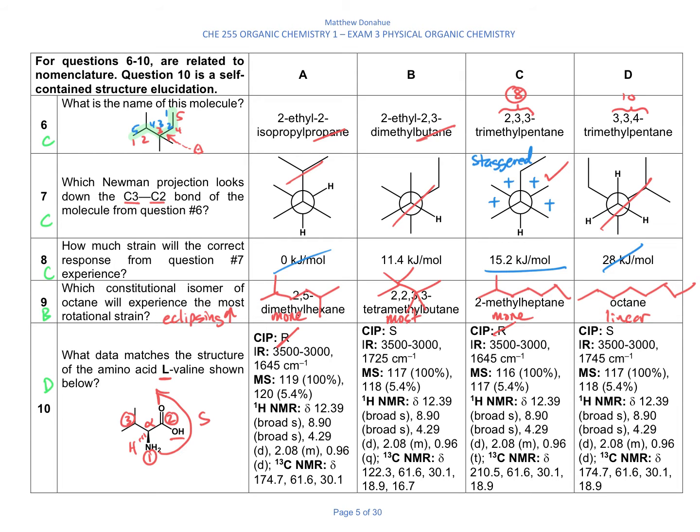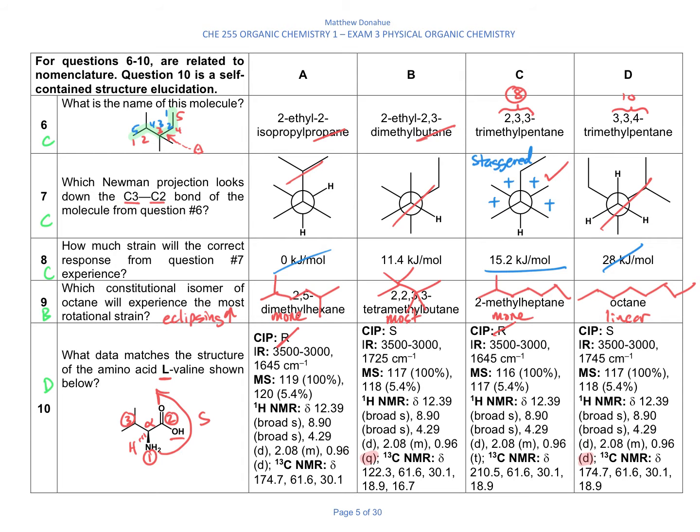Let's look at the proton and carbon data and just compare what's different. 12.39, 12.39, 8.9, 8.9, 4.29, 4.29, 2.08, 2.08, 0.96, 0.96, but oh, look here, this says quartet, that says doublet, so let's highlight that, that's a difference. This is quartet, that says doublet.